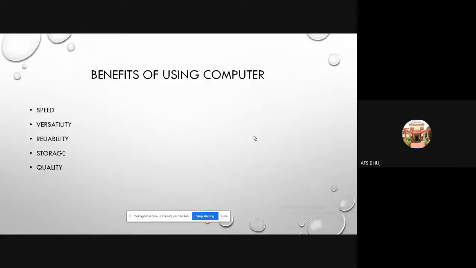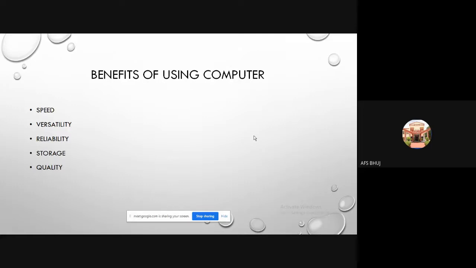What are the benefits of a computer? Benefits of using a computer: that is versatility. Reliability means accuracy, correctness. It gives the output in a correct way, it never makes mistakes. We can make mistakes sometimes, but a computer never makes mistakes.